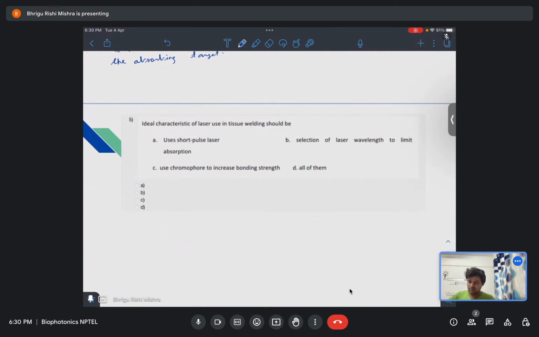Okay, so let's go to question number 5. Ideal characteristic of laser use in tissue welding should be: use short pulse laser, selection of laser wavelength to limit absorption, use chromophore to increase bonding strength. So all of them are correct. These should be the characteristics of the laser used in tissue welding, which we had already discussed in the first question. So this is the right option.